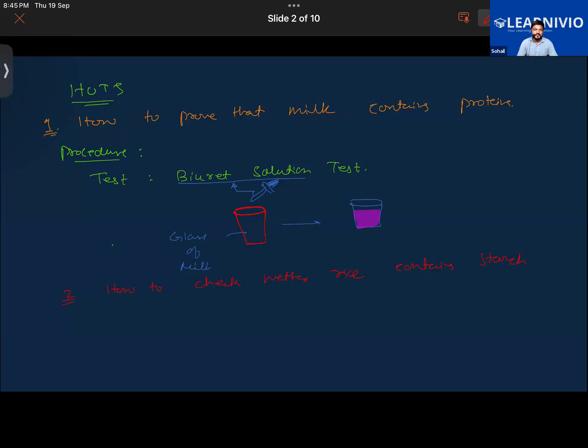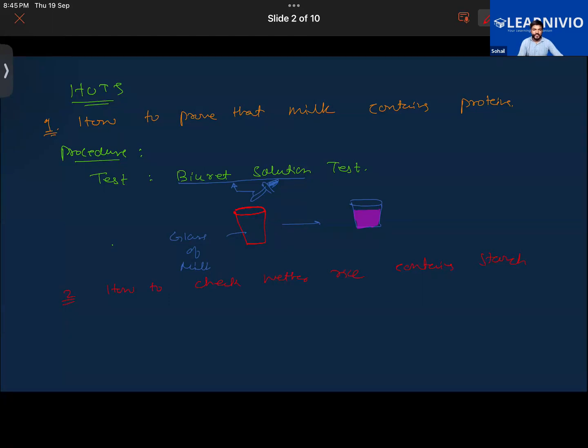And then if the color changes to bluish black, then it's an indication that the rice contains starch in it.